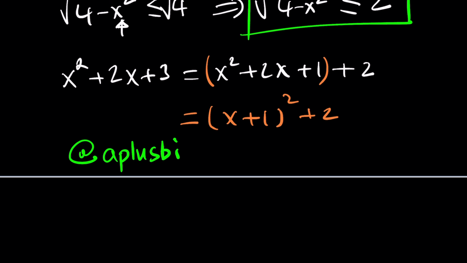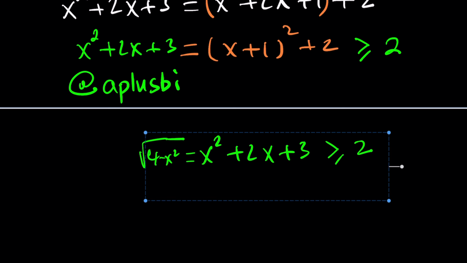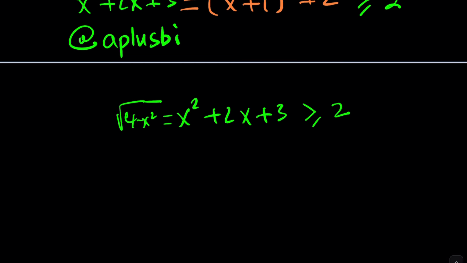So, a non-negative expression plus 2 is also going to be greater than or equal to 2, right? Great. Now, we have an interesting scenario, because this is x squared plus 2x plus 3. So what did we get from here? We got that this expression is greater than or equal to 2, but at the same time, this expression is equal to the square root of 4 minus x squared, right? I'm going to have to move this stuff to the right because I need more room here. And we also know that the square root of 4 minus x squared is less than or equal to 2.